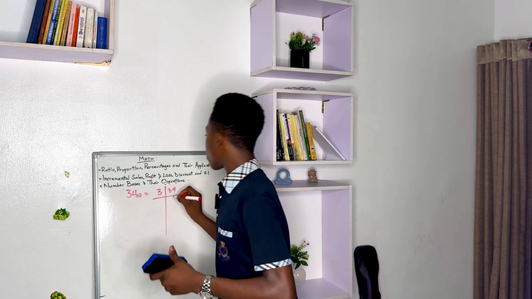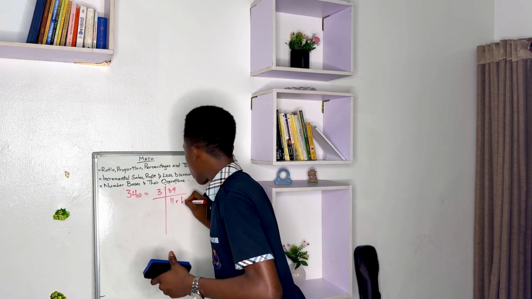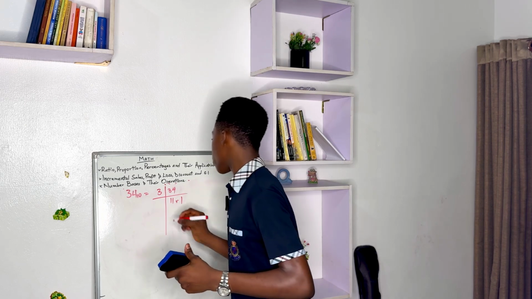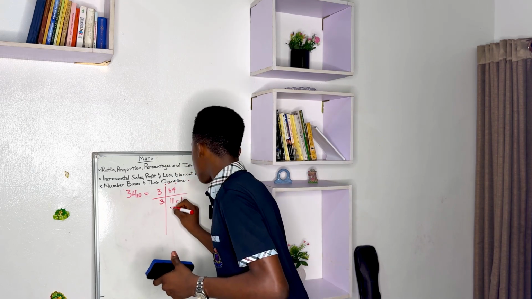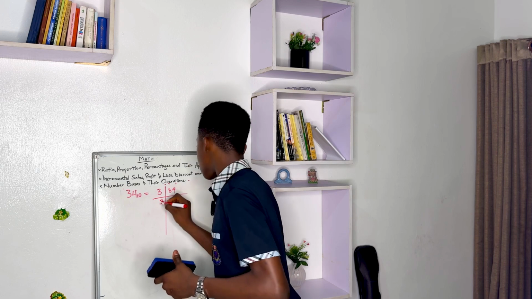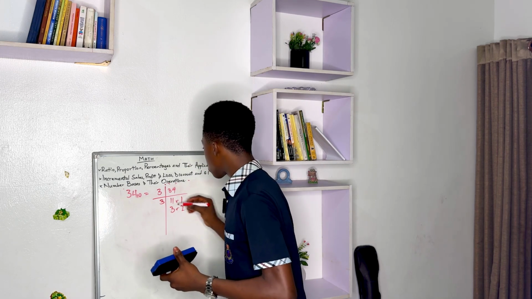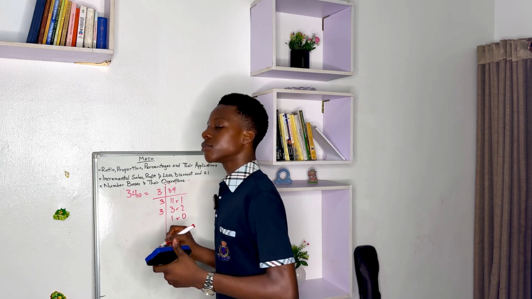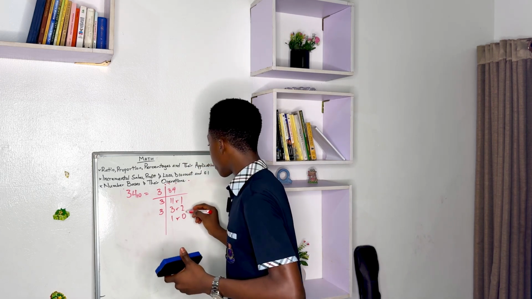3 can go in 34 11 times with a remainder of 1, because 3 times 11 is 33, and 33 plus 1 is 34. 3 can go in 11 3 times with a remainder of 2, because 3 times 3 is 9, and 9 plus 2 is 11. Now 3 can go in itself once with a remainder of 0, right? Because 3 times 1 is 3, and 3 plus 0 is 3.